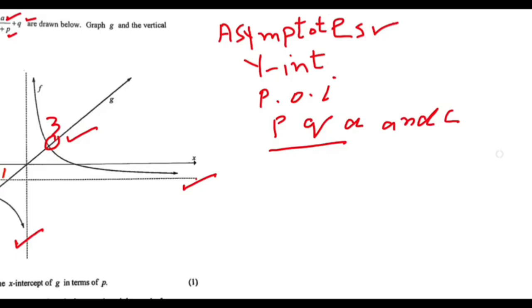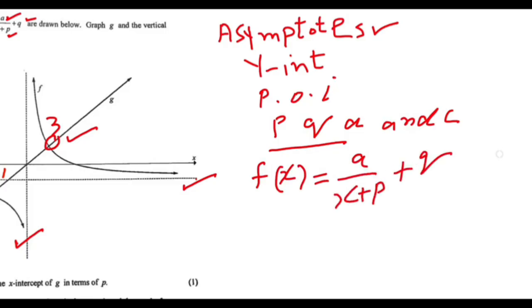So let's do the asymptotes first. Remember, if you have f of x equals a over x plus p, plus q, as usual with a hyperbola, we always first find p, then q, then we look at the extra point on the hyperbola, then we solve for a at the last. So we're going to follow the same sequence. So let's start. First of all, p.